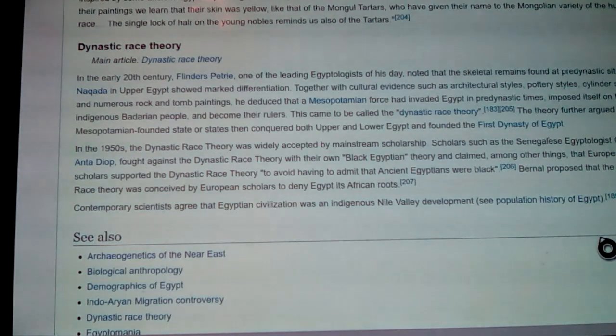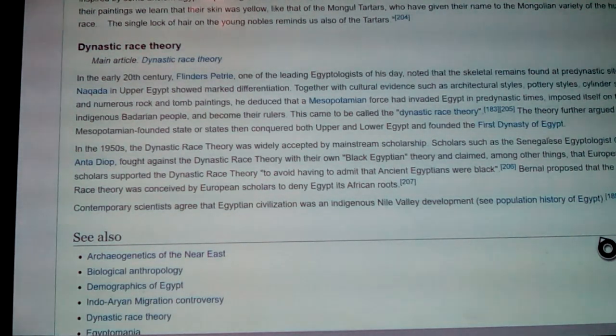In the 1950s, the dynastic race theory was widely accepted by mainstream scholars. Scholars such as Senegalese Egyptologist Cheikh Anta Diop fought against the dynastic race theory with their own Black Egyptian theory and claimed, among other things, that European scholars supported the dynastic race theory to avoid having to admit that the ancient Egyptians were black. Yeah, it's amazing. We'll do everything for all of humanity and figure out all kinds of science, but it's all geared towards holding down the black man, as if he's not holding himself down, choking himself right now with the lies that he tries to put out.